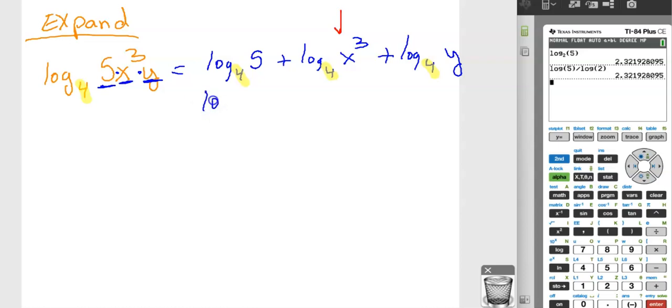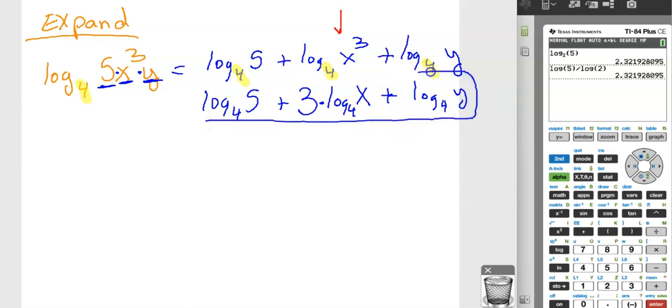So here, this one stays the same, log base 4 of 5. This is literally 3 times log base 4 of x, and then log base 4 of y. So the only thing that changed was this middle term, is I took the exponent and I brought it out front. So this right here is the expansion of that. They both mean the same thing.